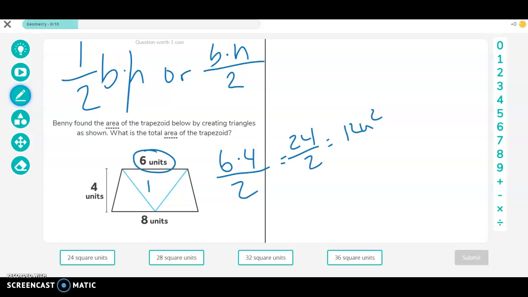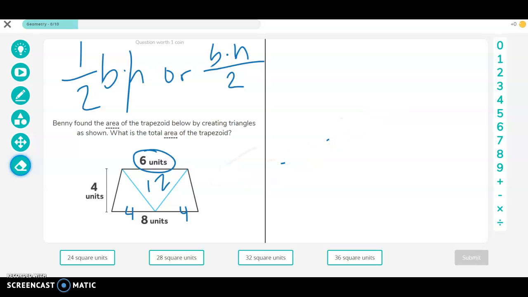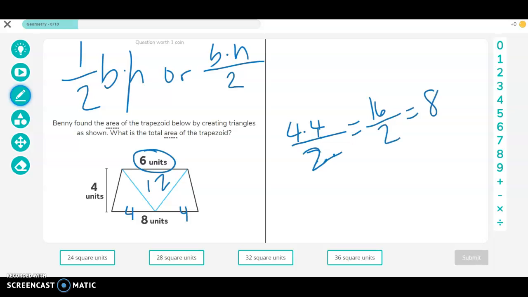12 units squared. So this is 12 here. Then we can look at the other triangles. We can make a pretty good assumption that this bottom number here is split pretty evenly in half. So this would be 4 on the bottom, and this would be 4 on the bottom, because 8 divided by 2 is 4. So this triangle is a 4 by 4. So we're going to do 4 for the base, 4 for the height, divided by 2. We have 16 divided by 2, which is 8. So each of these triangles is 8.